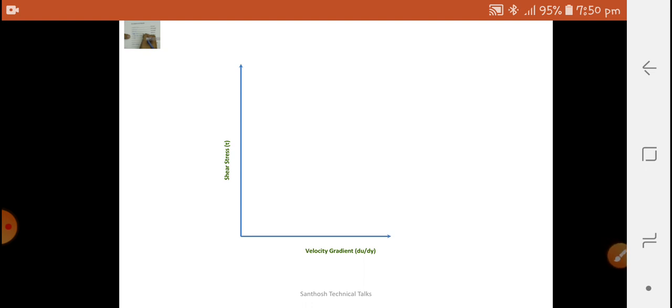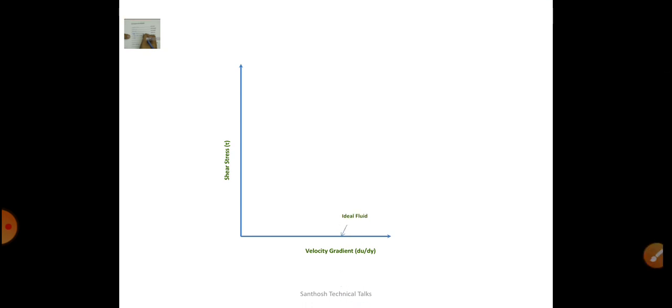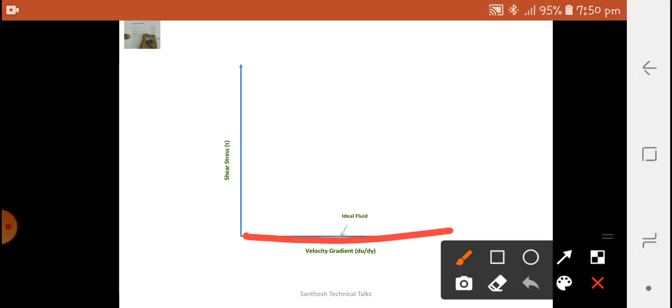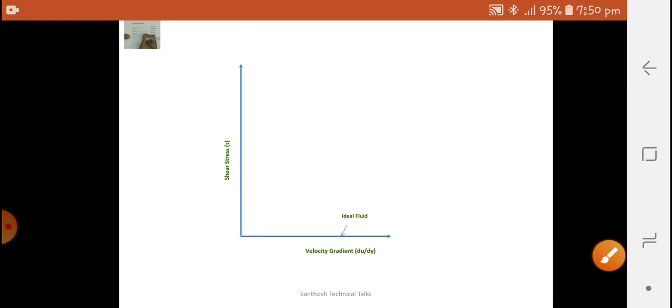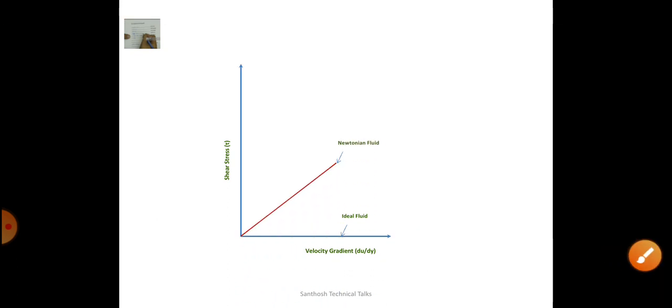So here I have plotted the velocity gradient on the x-axis and the shear stress on the y-axis. The first type, an ideal fluid, lies on the x-axis only. An ideal fluid is mentioned on the x-axis, and an ideal solid is mentioned on the y-axis. This is the basic difference between the ideal fluid and the ideal solid. Next is a Newtonian fluid. From this graph, we clearly notice that there is a linear relation between the shear stress and the rate of shear strain, or velocity gradient, for the Newtonian fluid, whereas for the non-Newtonian fluid it is non-linear behavior. This you have to notice.